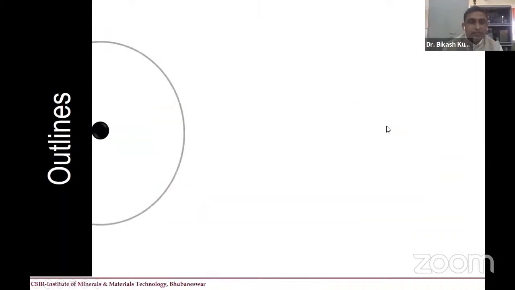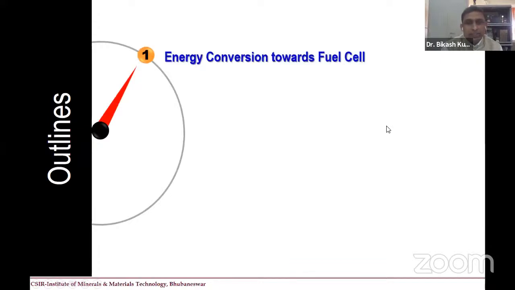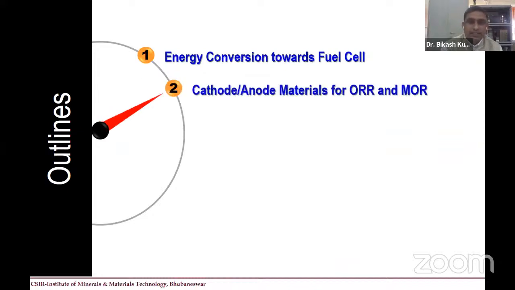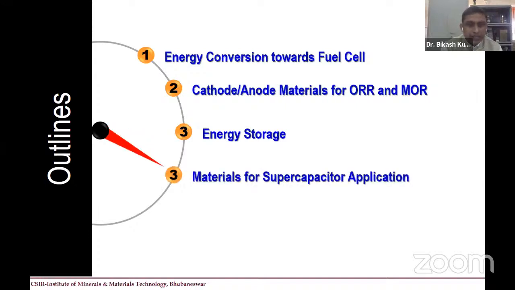The outline of my present discussion is, I will discuss the energy conversion devices, that is, fuel cells. How we have developed different kinds of materials, like anode and cathode materials for oxygen reduction reaction and methanol oxidation reaction for fuel cell application. Then I'll talk about energy storage devices, their importance, and how we have tried to develop some new materials for energy storage applications towards supercapacitors.